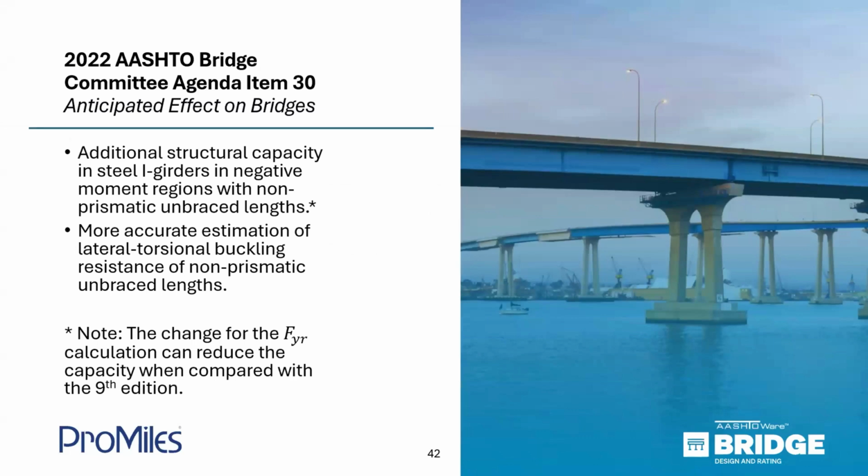For the anticipated effect of these changes, you may see an increase in the structural capacity of negative moment regions with non-prismatic unbraced lengths, or at least a more accurate estimation of that capacity. Due to that change in coefficient for FYR, there can be a reduction in capacity when comparing the 10th versus the 9th edition. Just make a note of that.